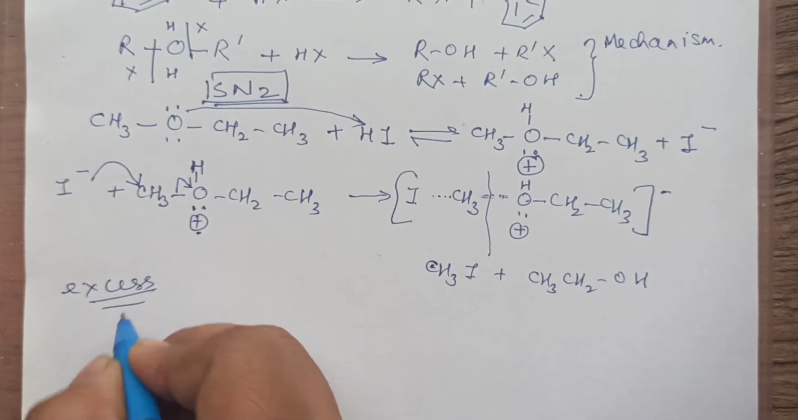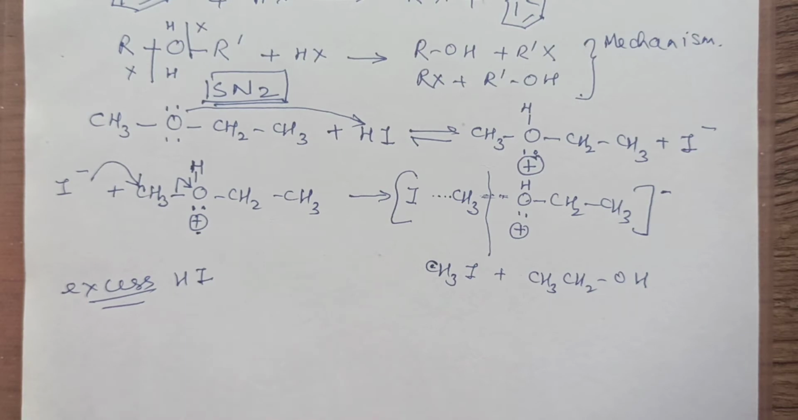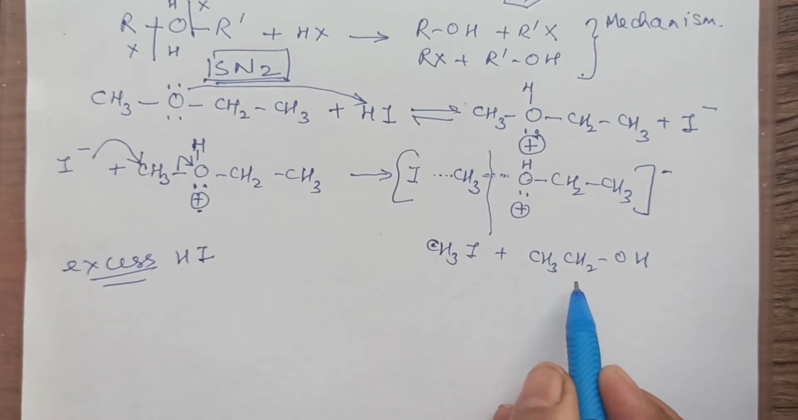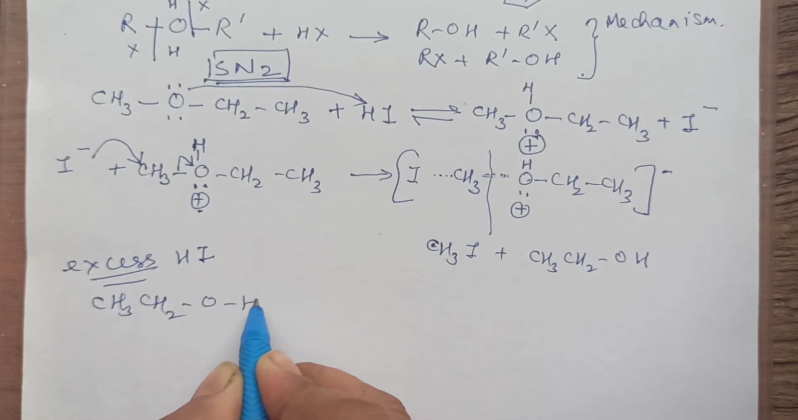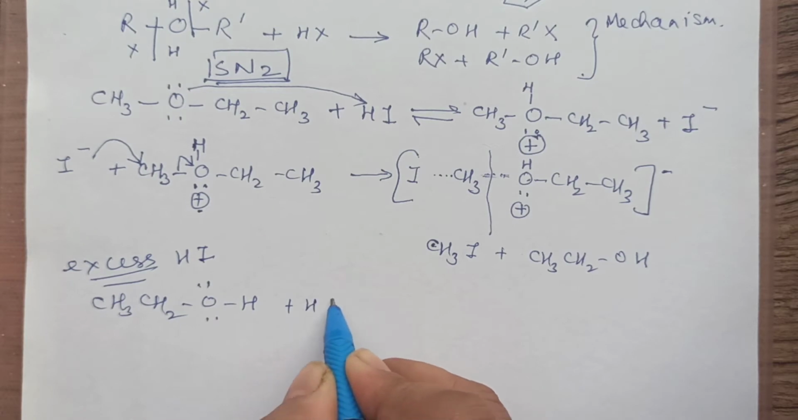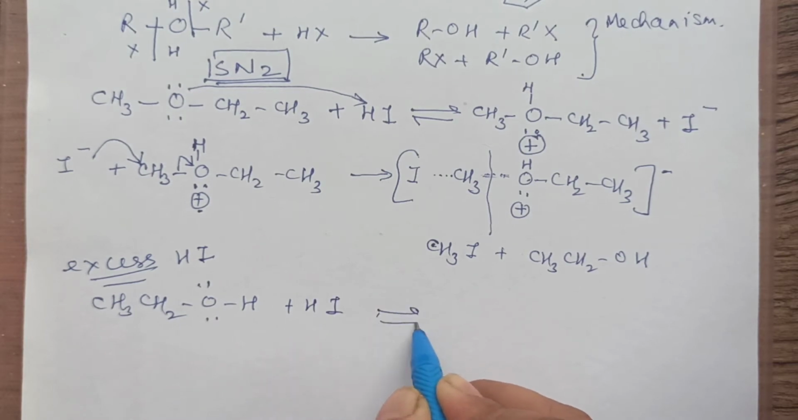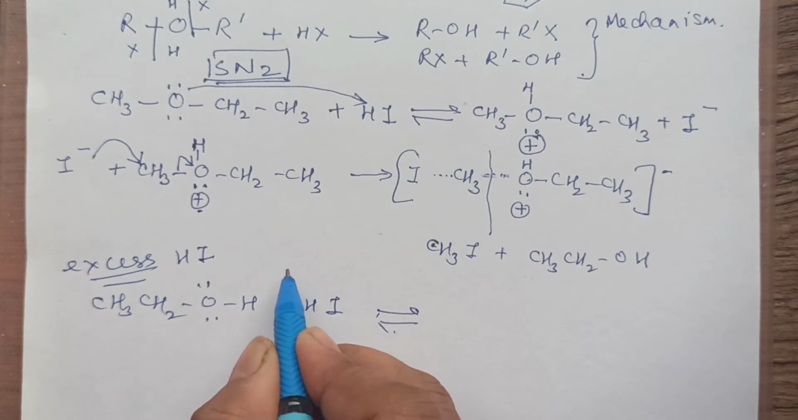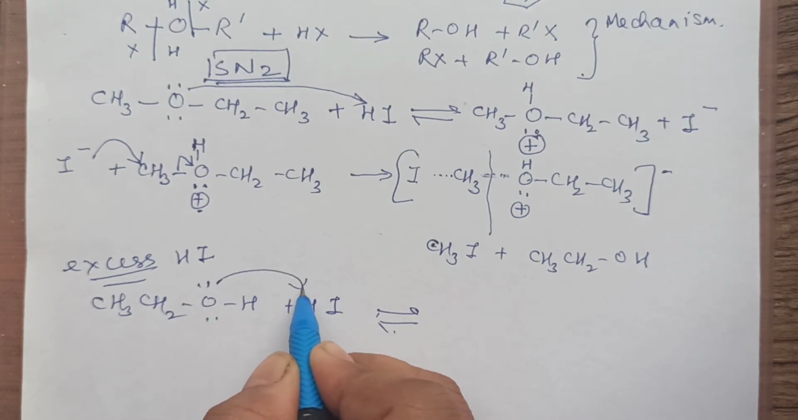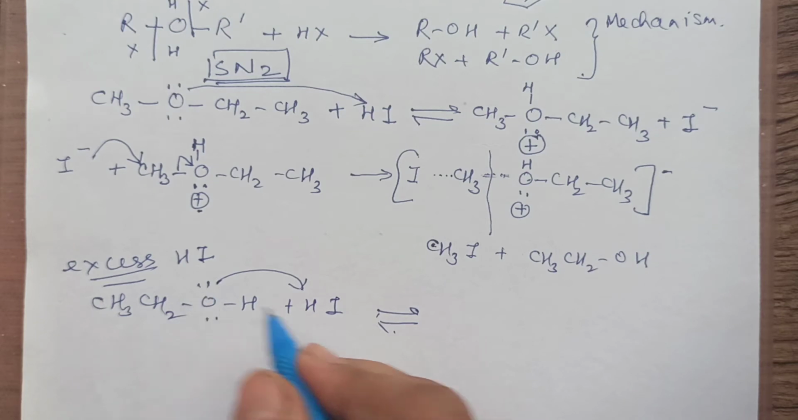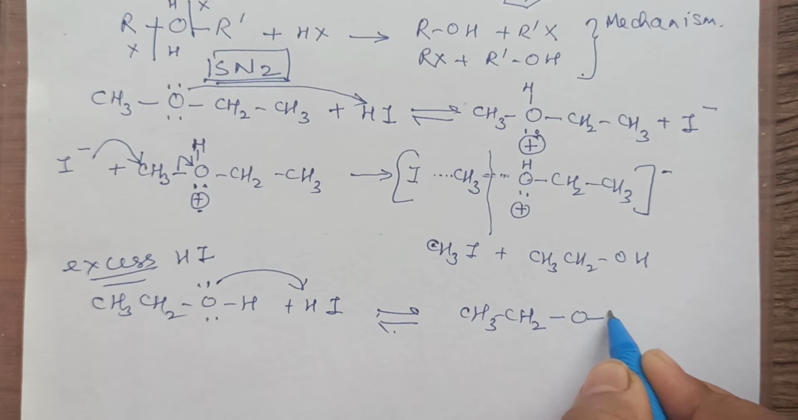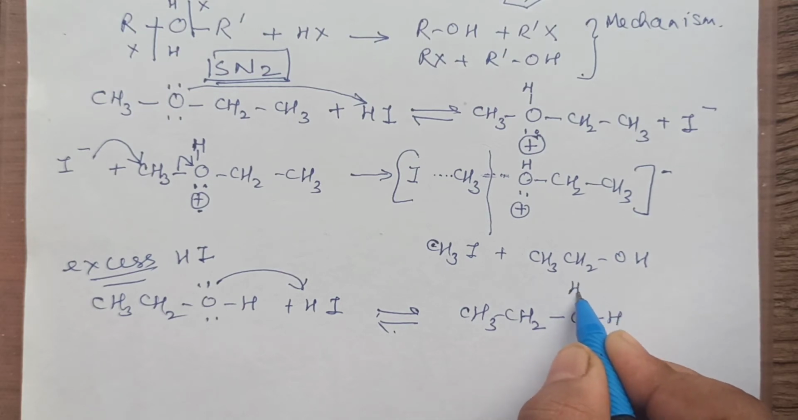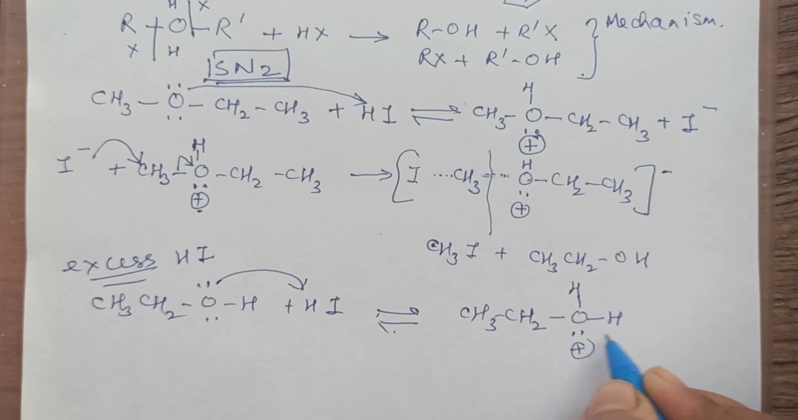Now, suppose you take excess of HI. Suppose they write that excess of HI is used, then what will happen? The product which was formed, ethyl alcohol, CH3CH2OH, with excess HI means one more HI molecule will come and get attached here. This H will be picked up by this pair of electrons. So you will have CH3CH2OH with one H coming here and only one lone pair left. It will get a positive charge, plus you will have this I minus.